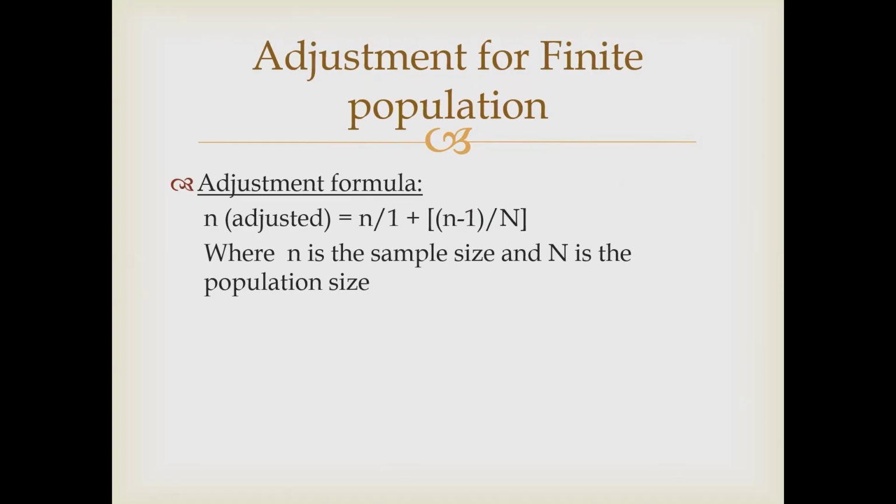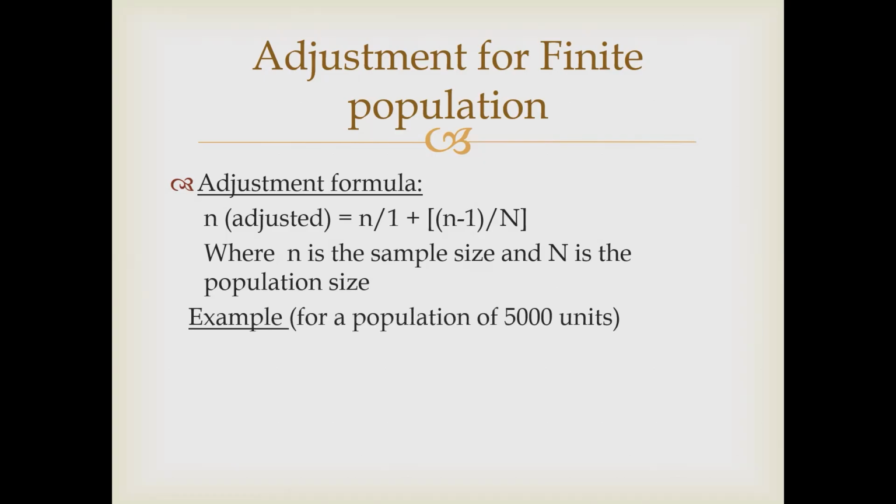That is n, the n which you get for indefinite population, divided by 1 plus (n minus 1) divided by capital N, where n is the sample size and capital N is the population size. Because the population is finite, we know the size of the population. That size is called capital N.